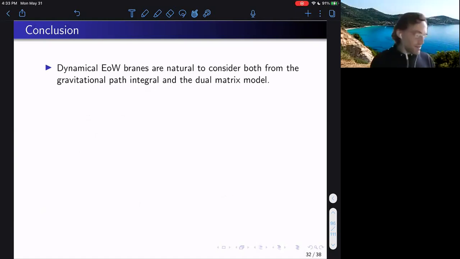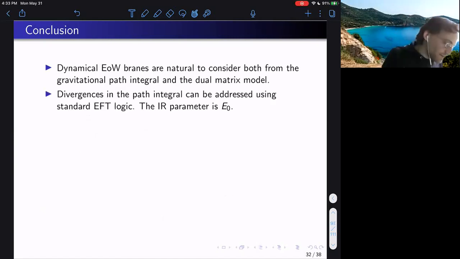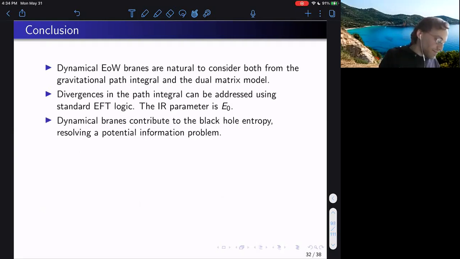So with that, I'll just conclude and summarize. The main takeaway message is that dynamical end-of-the-world branes are natural to consider, both from the gravitational path integral and from the dual matrix model perspective. When integrating over these branes, you get divergences in the path integral, and they can be addressed using standard effective field theory logic, where the IR parameter is the zero-point energy of the spectrum. Furthermore, dynamical branes contribute to the black hole entropy when you integrate them out. And so this can be seen as resolving a potential information problem.